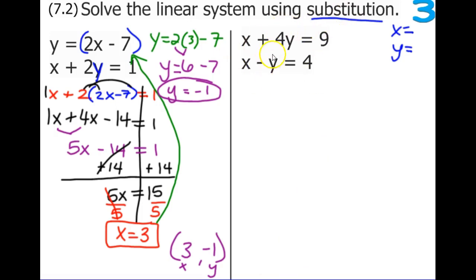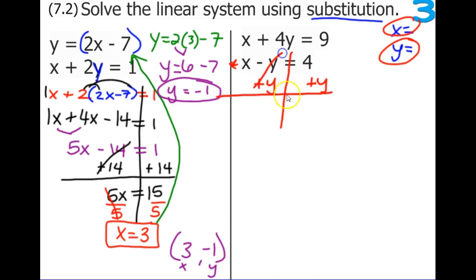This second problem, neither x nor y is by itself, so we need to get x or y by itself. You could choose the first one to get x by itself, that would be easy, or x or y in the second equation. I'm going to choose this second equation and get x by itself because it's already a positive. This y would be negative, we'd have to get rid of that negative as well. So I'm just going to add y to the other side. So I would have x equals y plus 4.